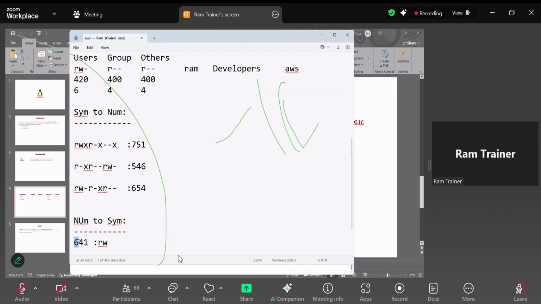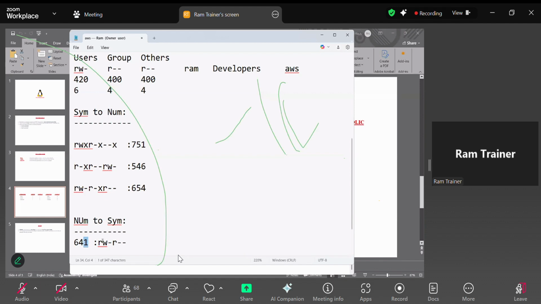The first value 6 is only for user level. Which combination is 6? Read and write. There is no execute, that's why it must be kept as double hyphen. The second value is a 4. 4 means read only permissions. So group is only read only. That's why read, no write, no execute.